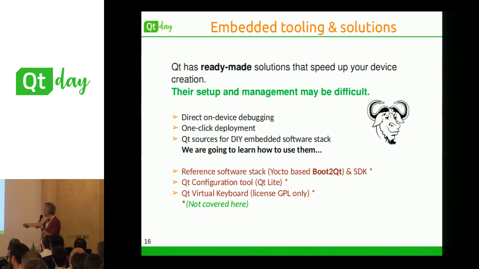The Qt configuration tool called Qt Lite is the system that allows you to go on systems without an operating system. And the virtual keyboard I listed here because it's a frequently asked question. And it has a GPL-only license, and we will see what impact this has on your build system from the system integrator point of view.